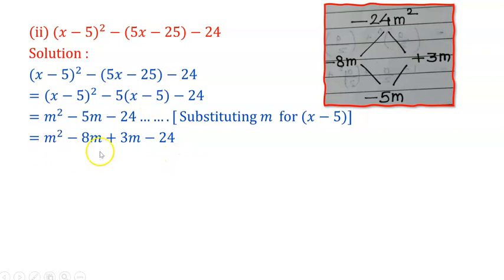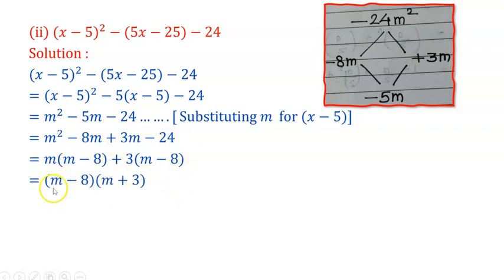Now take common from these two terms as m. Then in bracket you will get here m minus 8. From 3m minus 24, take 3 as a common. Okay. Again take m minus 8 common. Then the remaining terms, that is m plus 3 in the next bracket. Okay. Therefore the factors are m minus 8 into m plus 3.